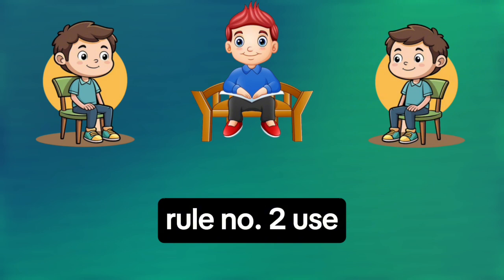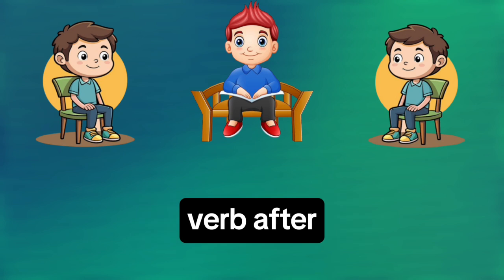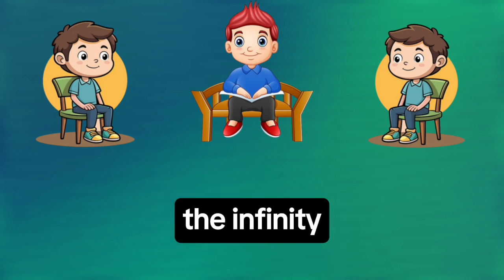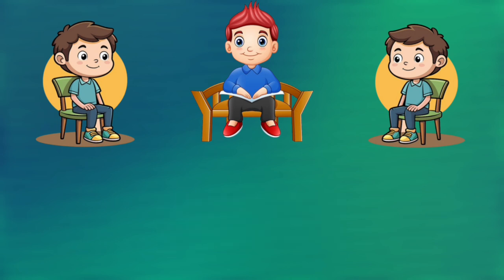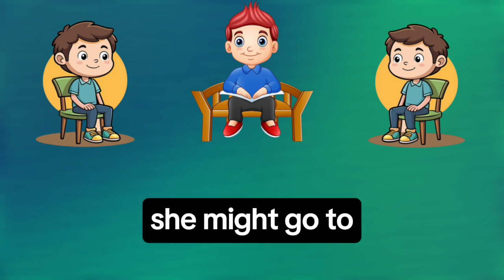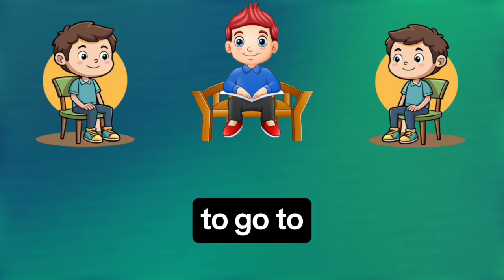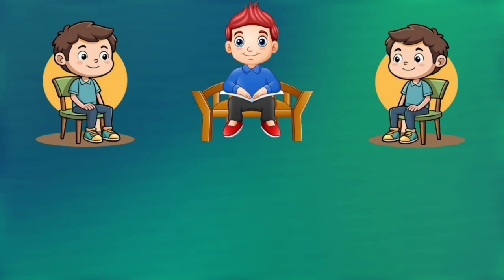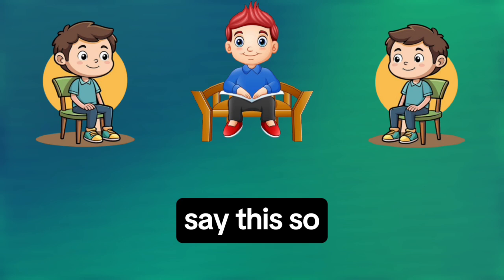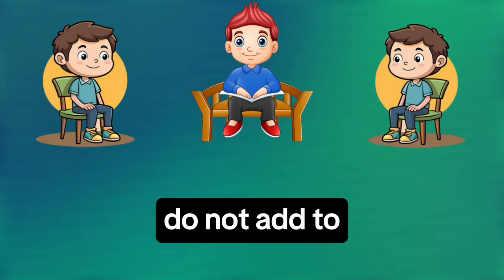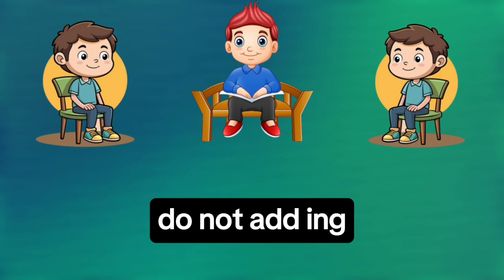Rule number 2. Use the base verb after a modal verb. The base verb is the infinitive form without to. She might go to the party with us. We do not say she might to go to the party, or she might going to the party with us. It is wrong to say this. So the verb after the modal verb stays the same. Do not add to, do not add ing.